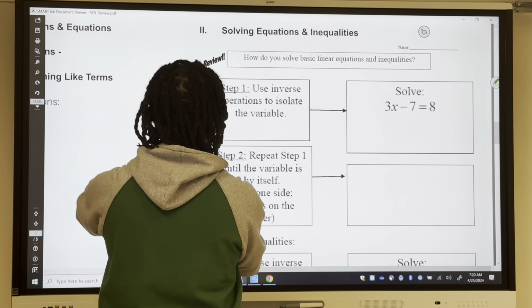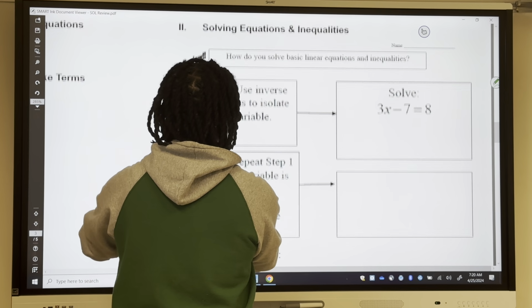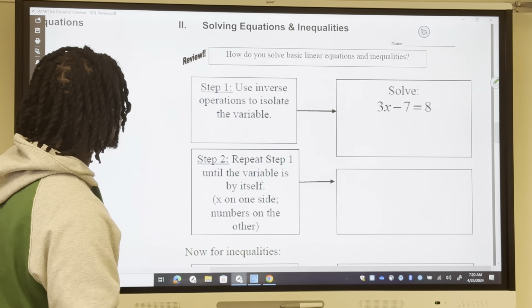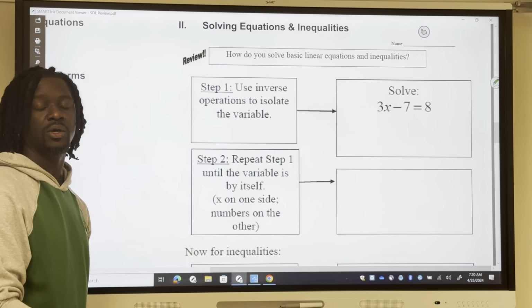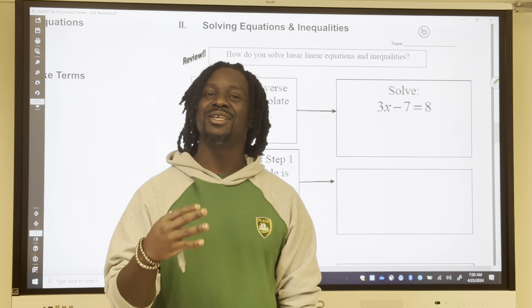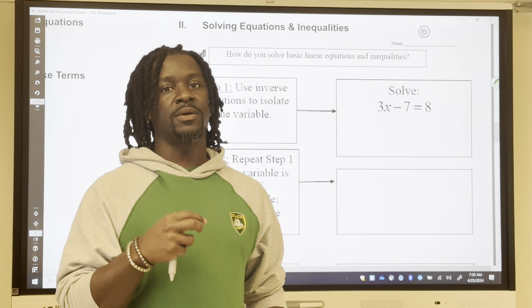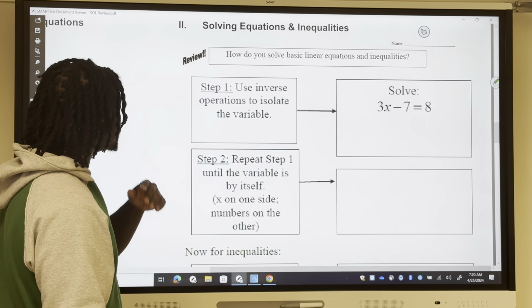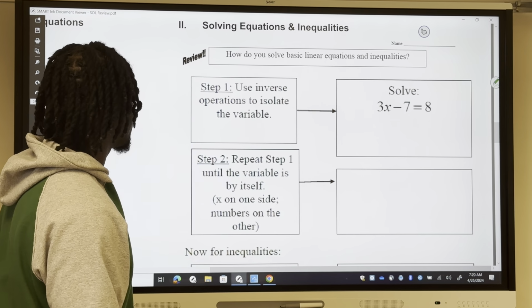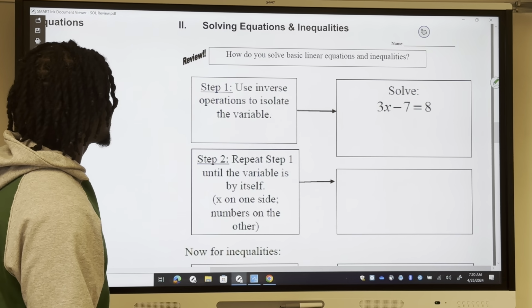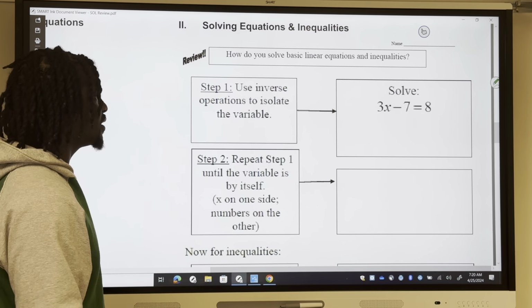All right, so that is simplifying expressions using combining like terms and the distributive property. Now we're going to get into equations and inequalities. Solving equations and inequalities, you do so by using the inverse operation. We're going to see that. In this first one, we have an equation. It says 3x minus 7 equals 8.